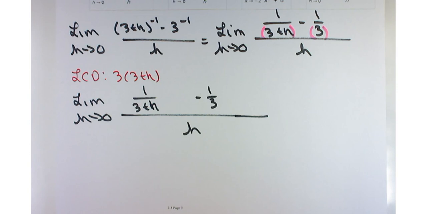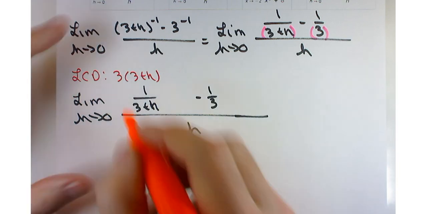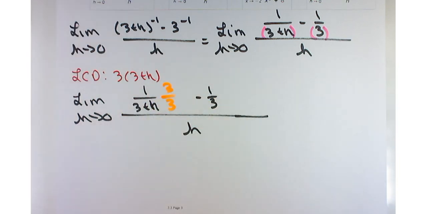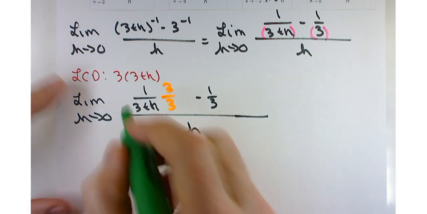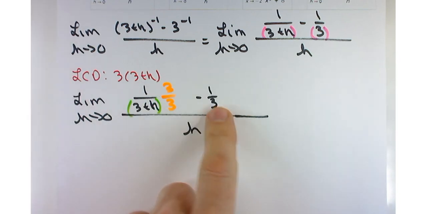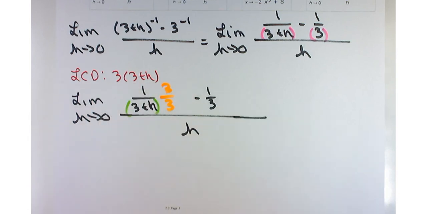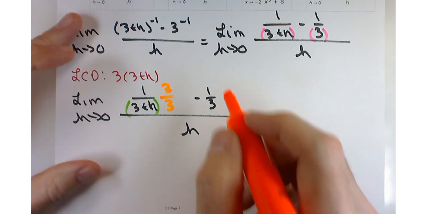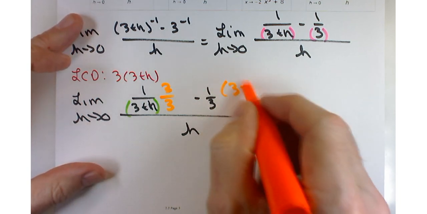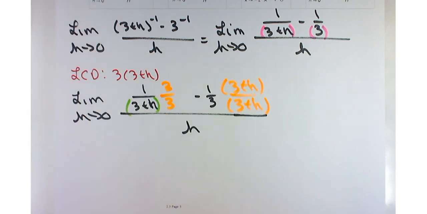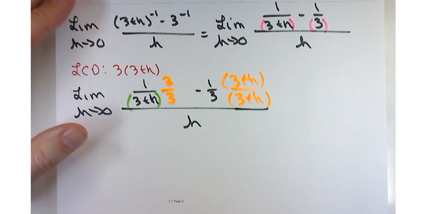Just the 3. So we'll multiply by, say, 3 over 3. All right. What am I missing from this term that I have as part of my LCD? 3 plus h. So 3 plus h over 3 plus h. Okay. Great. Let's see what that gives me.